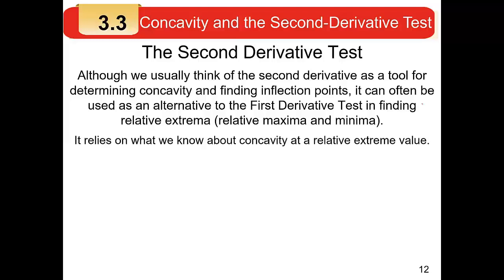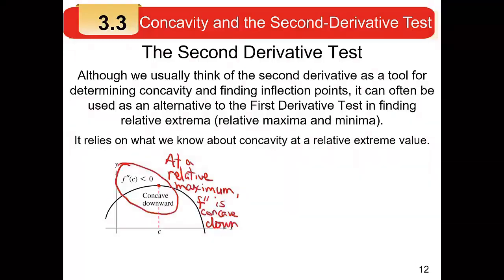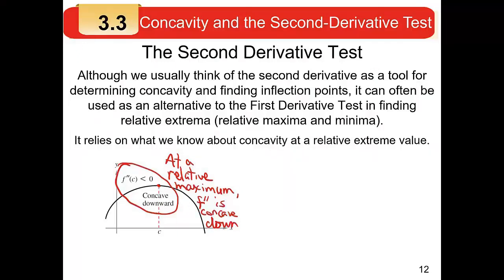It works because of what we know about concavity at extreme values. Think about it a minute. If you've got an area of concavity downward, any relative extrema there is going to be a maximum because it's spilling water there. It's kind of like an upside down cup. It would spill water. That's a maximum. So anytime you have a relative maximum, if you check the concavity there, it should be concave down. It should be spilling water.